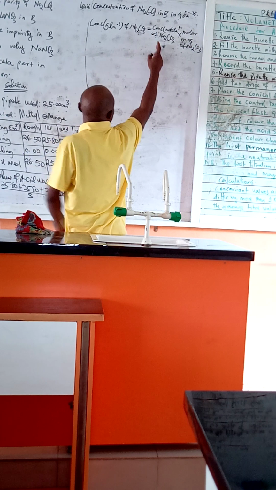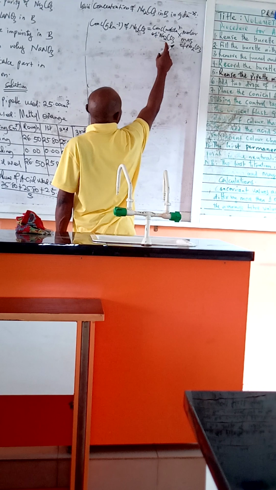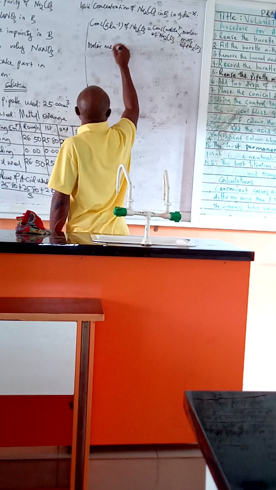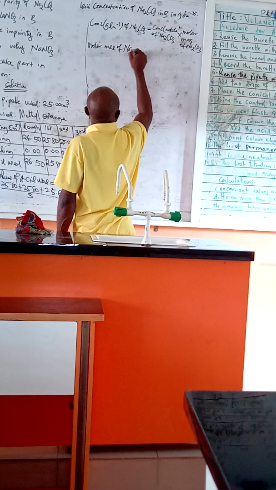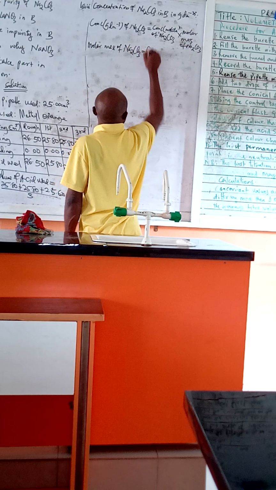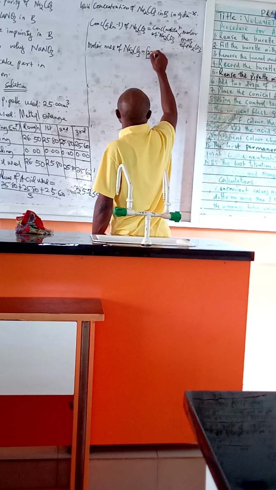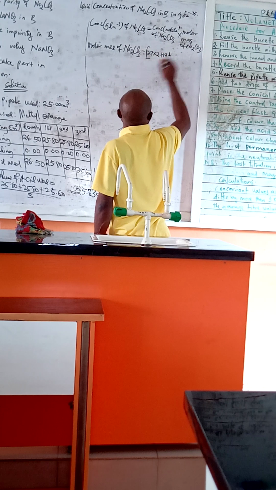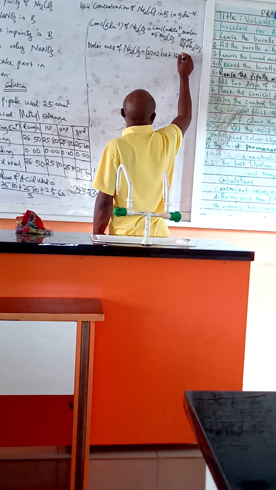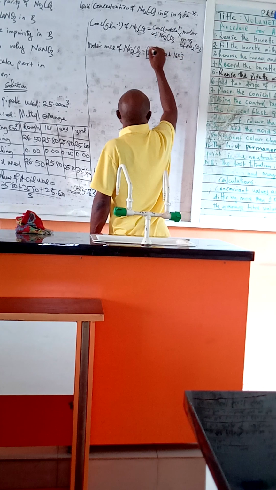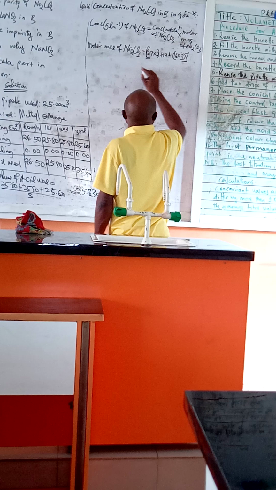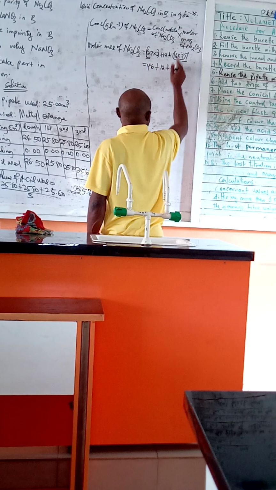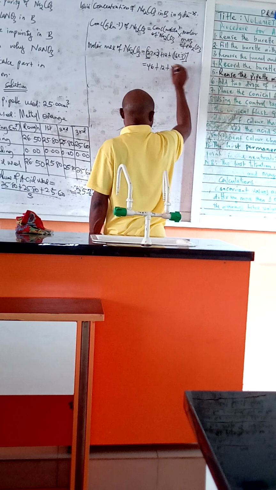From the way we have already calculated the concentration in mole per dm3 of Na2CO3, now let's calculate the molar mass of Na2CO3. Sodium is 23 times 2, plus carbon, which is 12, plus oxygen, which is 16 times 3. We could always bracket this. 23 times 2 will give us 46, plus 12, plus 16 times 3, which is 48.